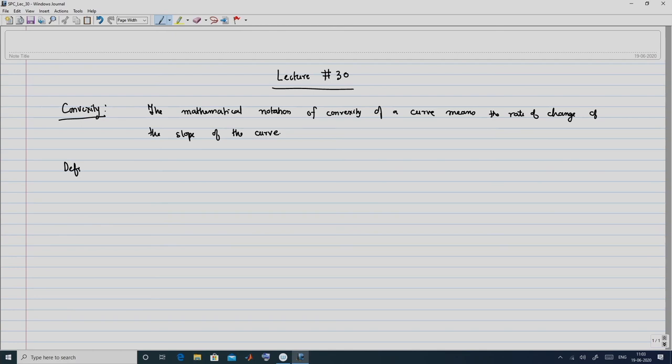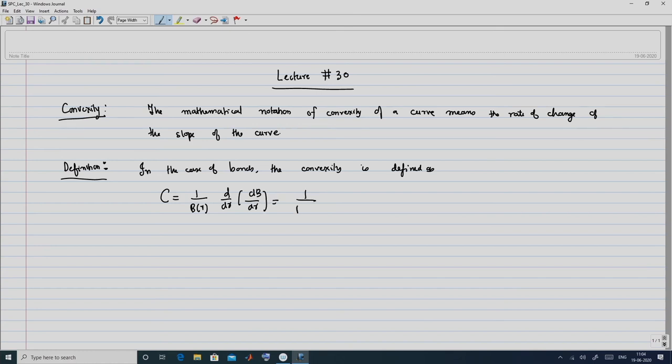So, more formally, in the context of our discussion, I will start off with the definition as follows: in the case of bonds, the convexity is defined as C is equal to 1 over B(r) into d/dr of dB/dr, and this is 1 over B(r) into d square B by dr square.